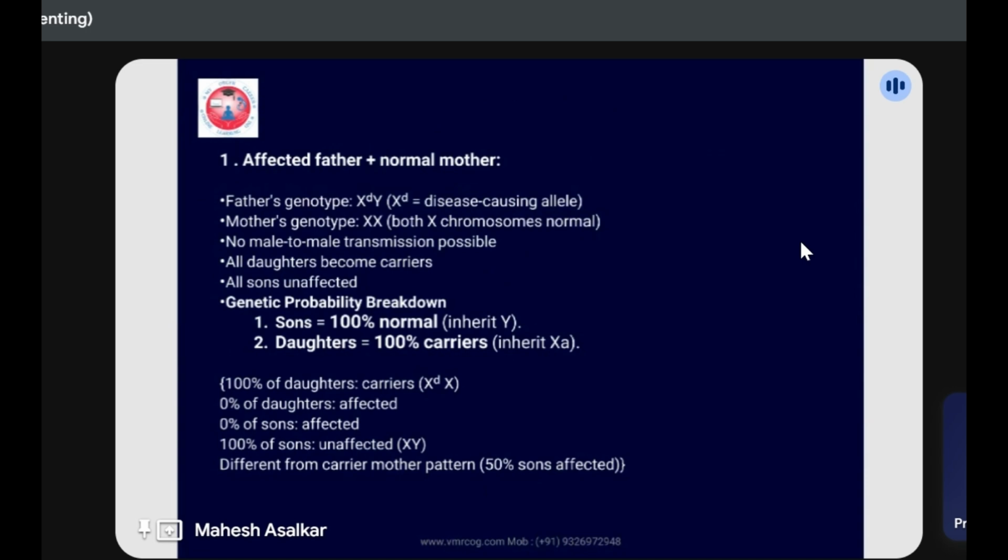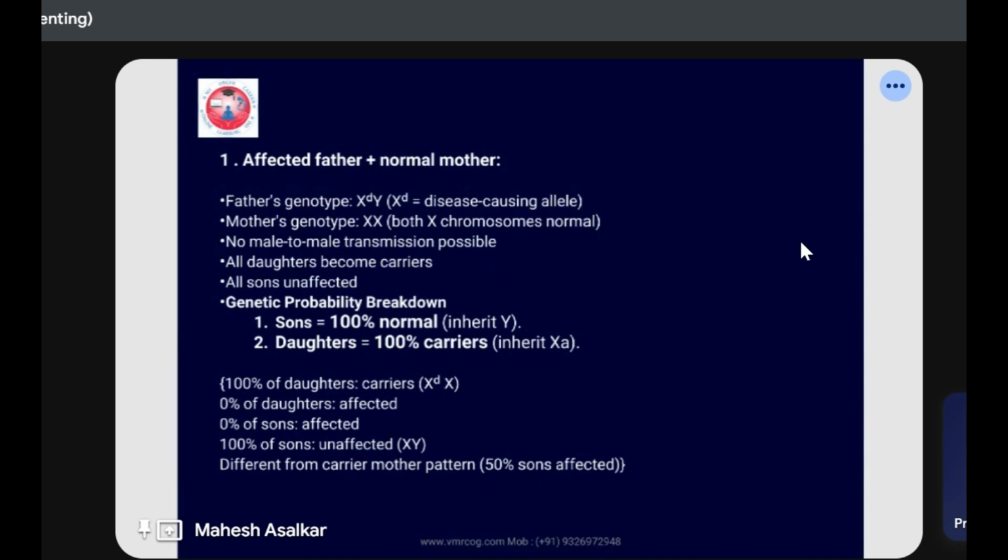All daughters will become carriers. All sons will be normal, that is unaffected. So genetic probability will be: sons 100% normal and daughters 100% carriers. Okay, because they will be inheriting the affected X from the father, and sons will inherit the unaffected Y. So 100% daughters will be carriers, 0% daughters will be affected, 0% sons will be affected, and 100% sons will be unaffected.